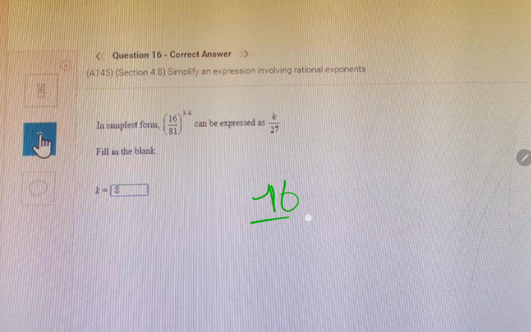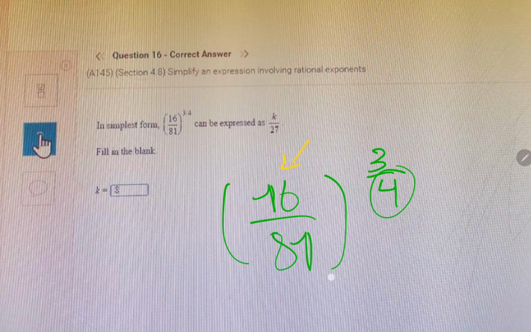Now question number 16. We have 16 over 81 to the power of 3 over 4. Check the denominator. It is 4. That means we have to make 16 and 81 something to the power of 4. 16 is 2 to the power of 4 and 81 is 3 to the power of 4. So if we put it to the power of 3 over 4, that means we're doing 4 times 3 over 4. 4 times 3 over 4 is 3. So that means for both of them, the exponent is gonna be 3. So 2 to the power of 3 over 3 to the power of 3. So it's gonna be 8 over 27.